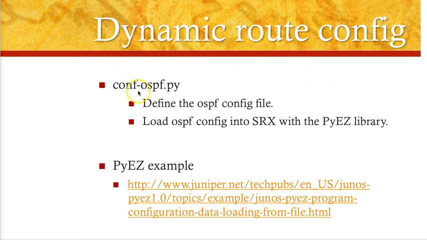So we will create a file called conf-ospf.py. In this configuration, we'll define the OSPF config, and then we load it to SRX, right? And basically, how do you write this type of Python program? There is a PyEZ example. So in this example, you can take a look.